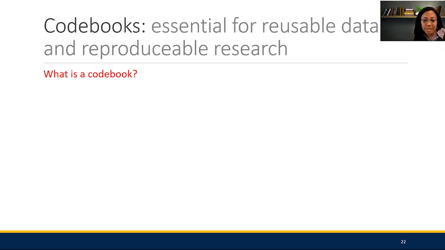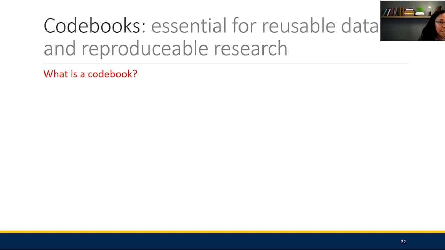All right, let's switch into code books. Code books, data dictionaries, essential for reusable data and reproducible research. So when I ask what's a code book, or what aspects should be in a code book? Variable names, yes. The labels, the definitions, absolutely.